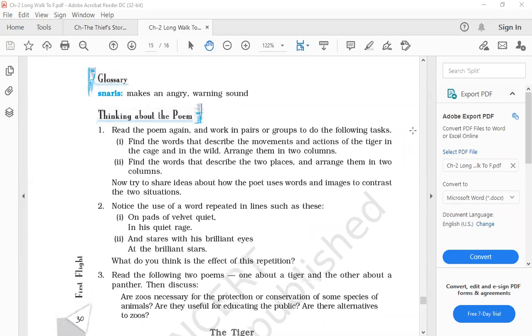Clear? Next, the use of the word brilliant: brilliant eyes, brilliant stars. What is the significance here? Who will tell? At least give a try, speak something. Whatever is in your mind, tell me what you are thinking right now.